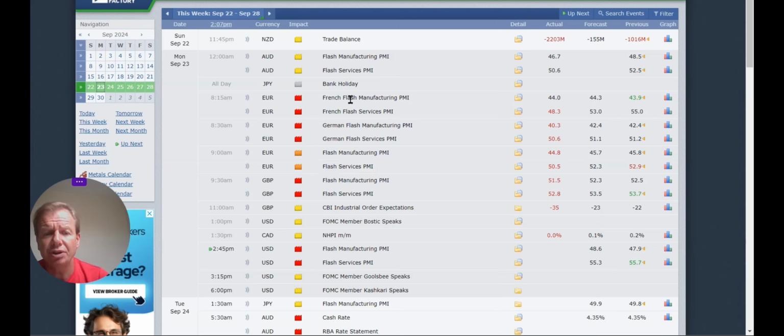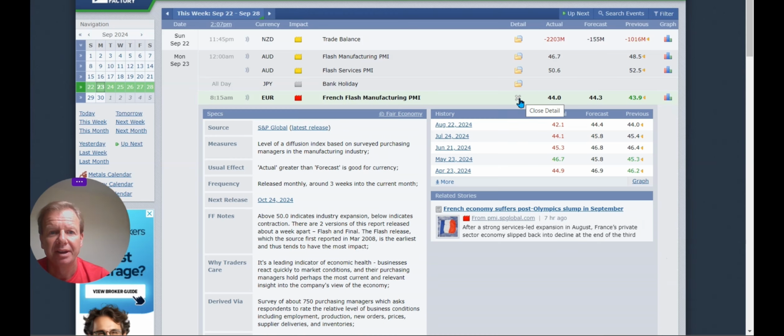And as I say, you don't really need to know what the report is. So if I click on this folder here for the French flash manufacturing PMI, you'll see here it says level of a diffusion index based on survey of purchasing managers in the manufacturing industry. See, I've put you to sleep already. I mean, it's just crazy. The only thing you need to know is just go straight down to the usual effect. So here it says actual greater than forecast is good for currency, okay?